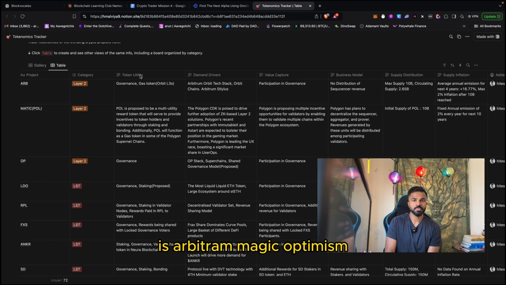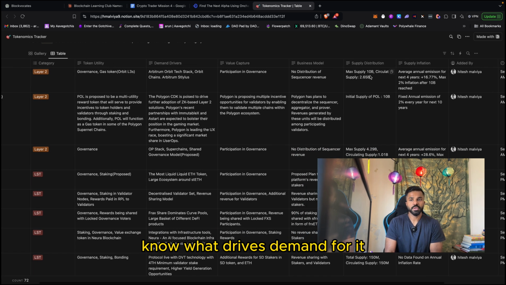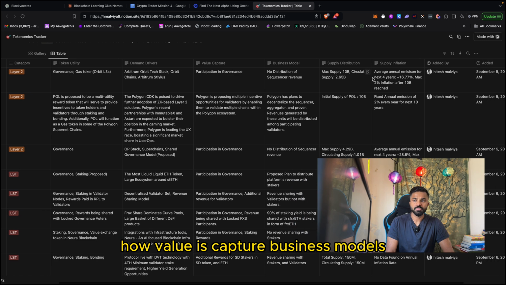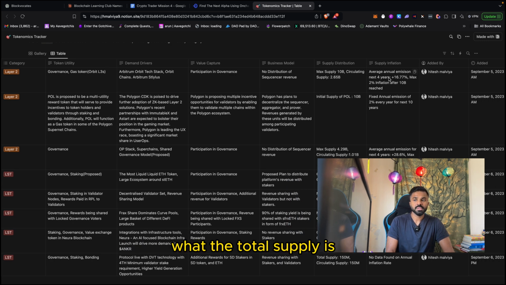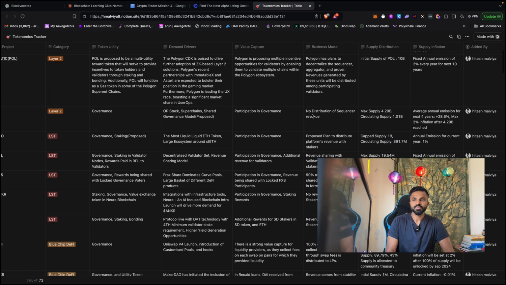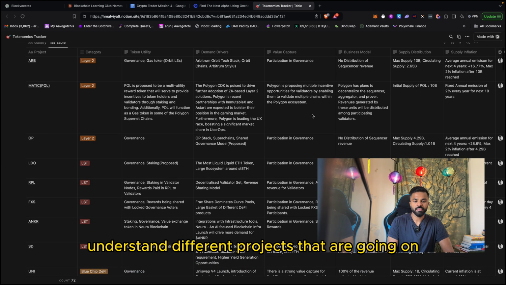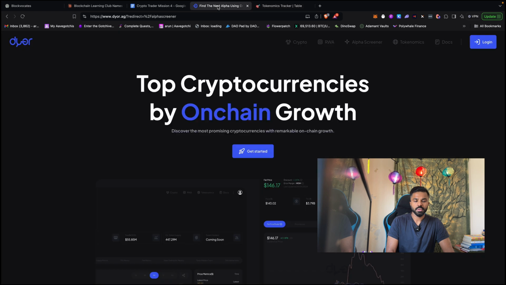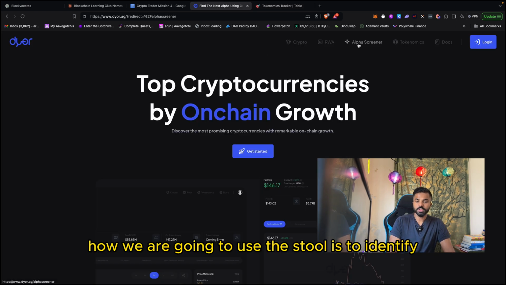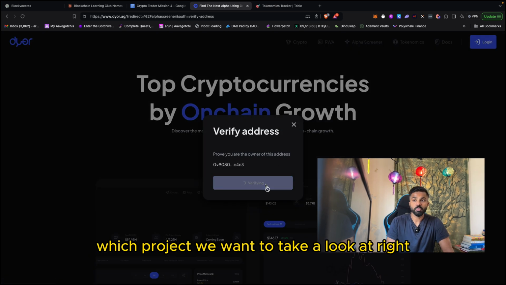So this basically gives you a lot of tokenomics details about the biggest projects, like Arbitrum, Matic, Optimism: what the token utility is, what drives demand for it, how value is captured, business models, what the total supply is, and if there's any inflation to the supply. So this is a concise way to understand different projects that are going on, all these tokens. How we are going to use this tool is to identify which project we want to work on or which project we want to take a look at.